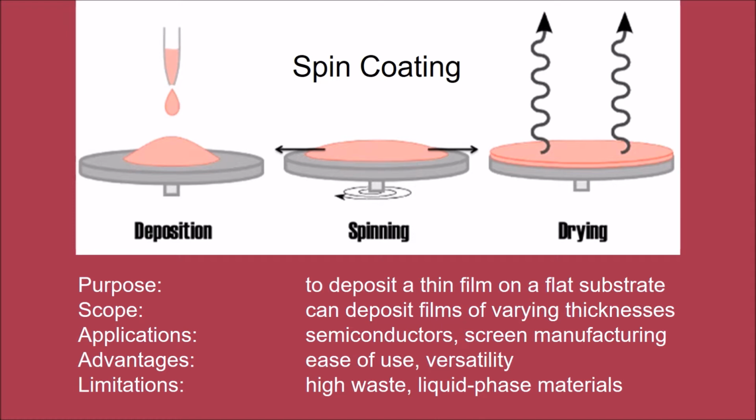Since spin coating can create films on a nanometer scale, it has become widely used in the semiconductor industry for processing wafers. Spin coating is also used in cleaning applications, photolithography, and developing films on microscope slides.